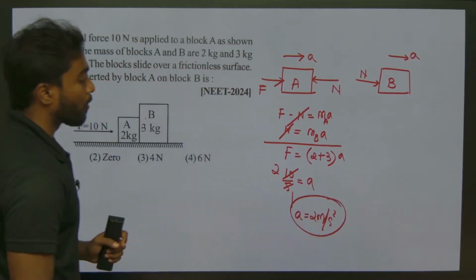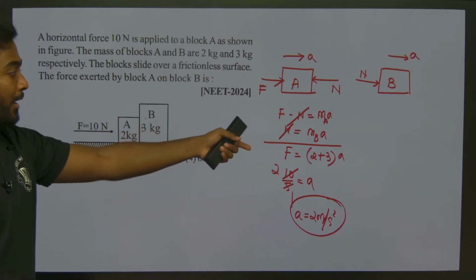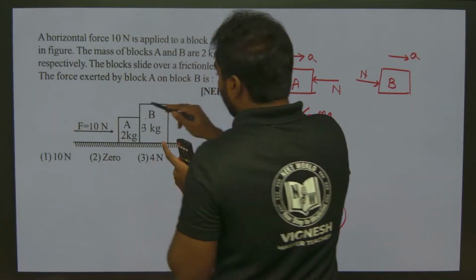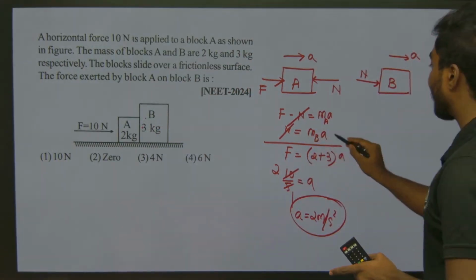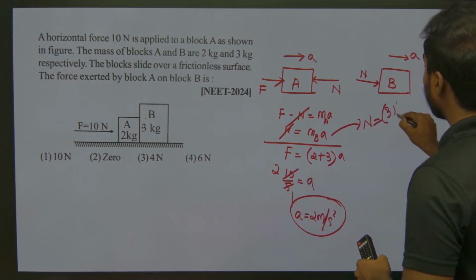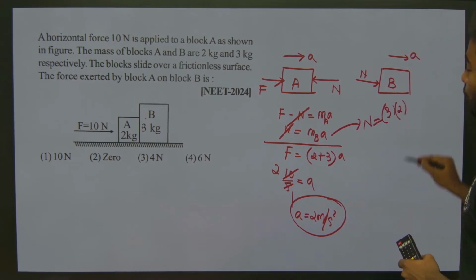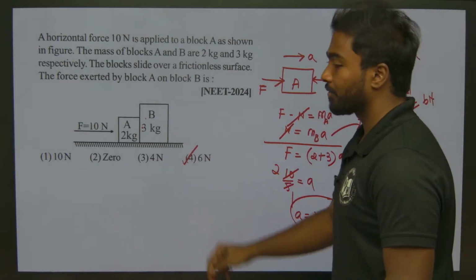So when I talk about the second or first equation, if I substitute the value, I can get the value of N, that is the force exerted between A and B. So I can use the second equation. The second equation gives N is equal to mass of B, which is 3 kg, times acceleration, which is 2 meter per second square. So the total will be 6 Newton. So option 4 is the answer.